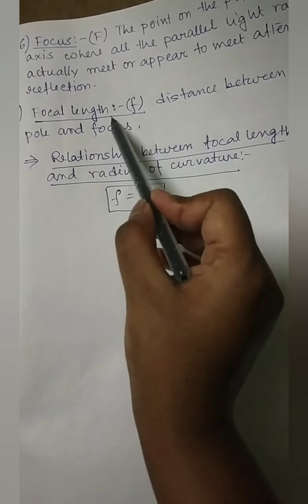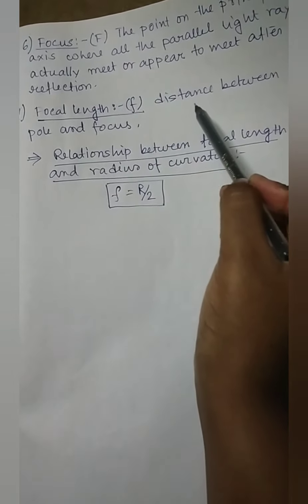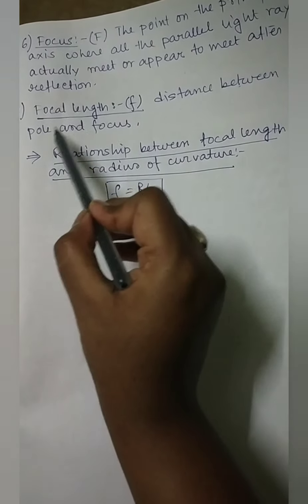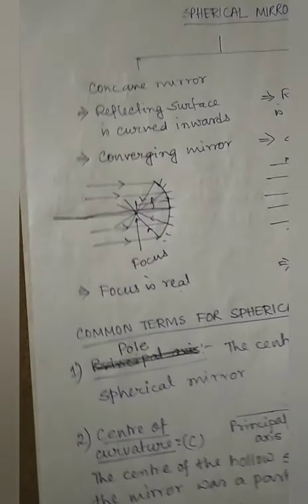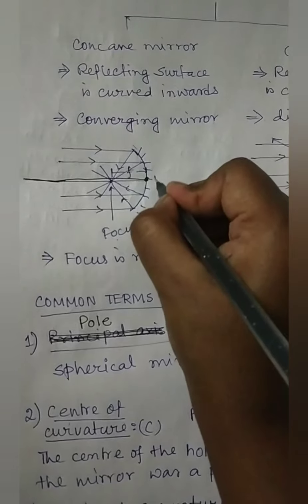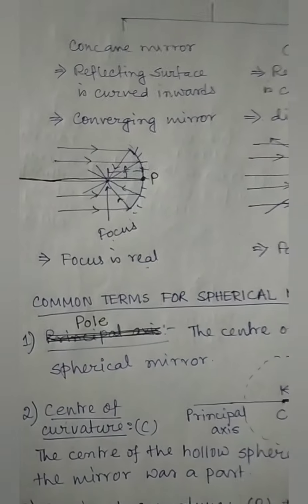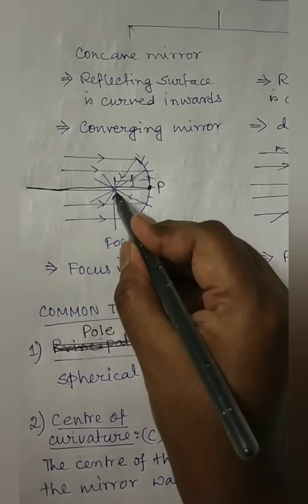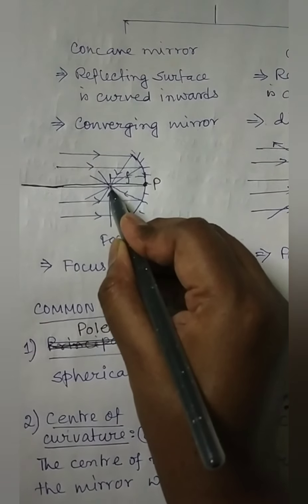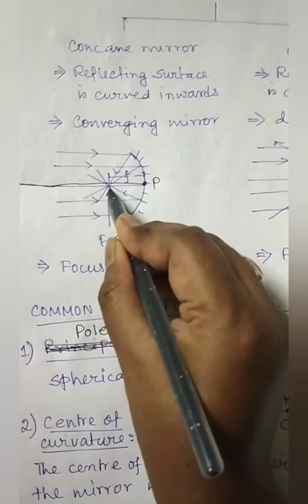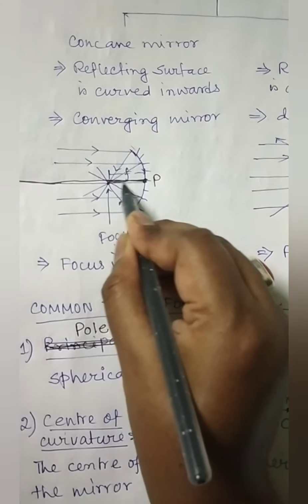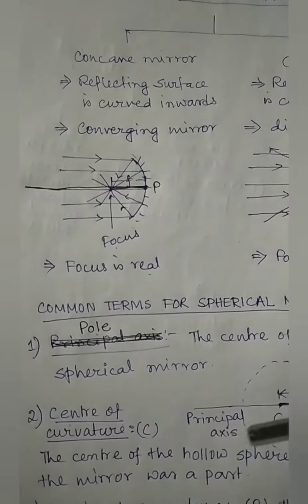Now we will come to the next point, that is the focal length. It is denoted by small f. It is the distance between the pole and the focus. Now again let's see the pictures. Now this is the mirror. This is the midpoint of the mirror, that means the pole of the mirror. Now after reflection all the rays are meeting at this point, so this is obviously the focus. Now focal length is the distance between the focus and the pole.